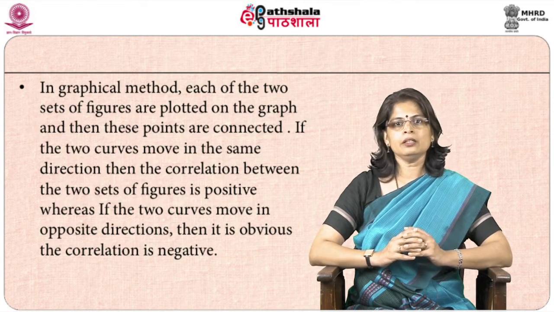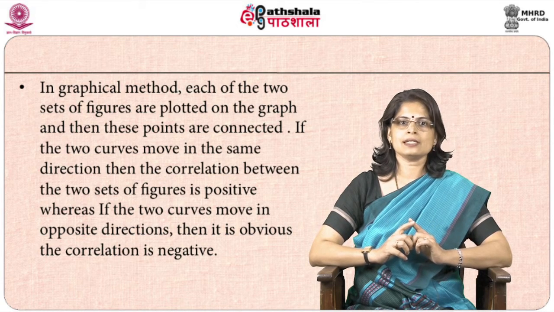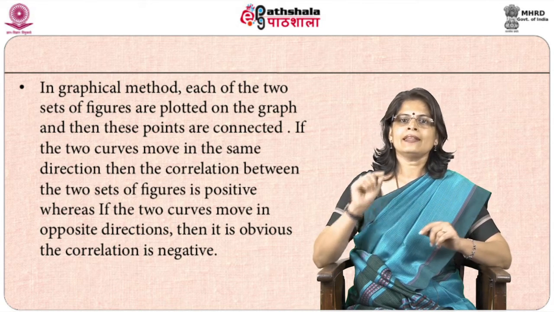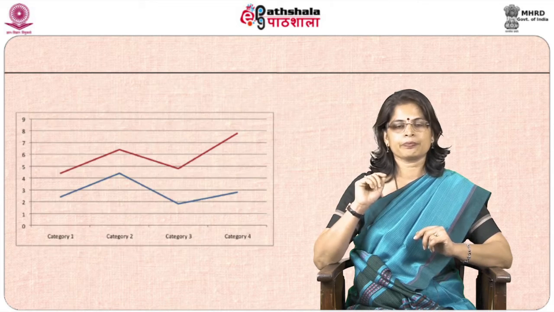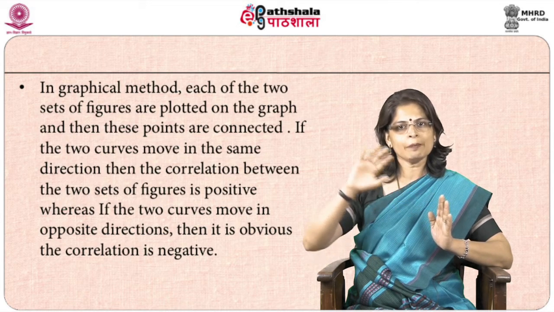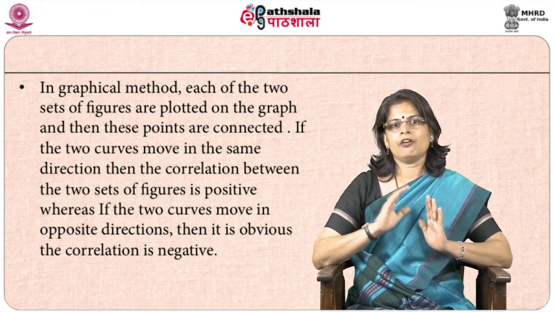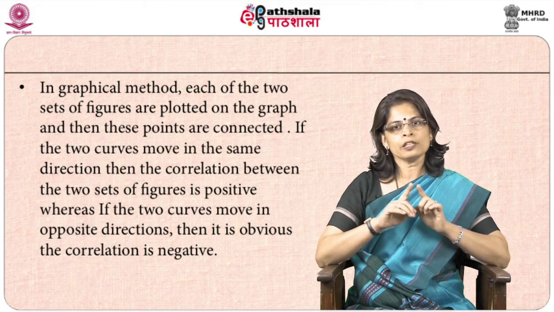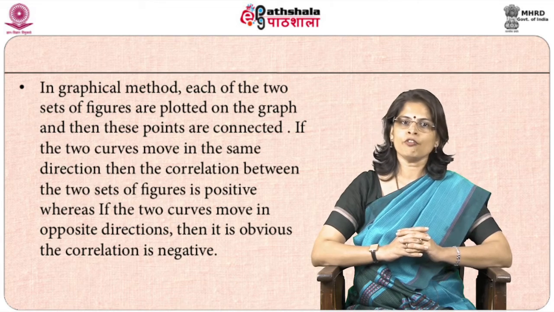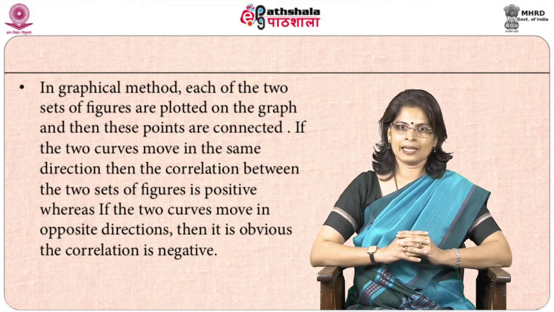In the graphical method, each of the two sets of figures is plotted on the graph, and then these points are connected. If the two curves move in the same direction, then the correlation between them is positive, whereas if the two curves move in the opposite direction, then it is obvious that the correlation is negative.